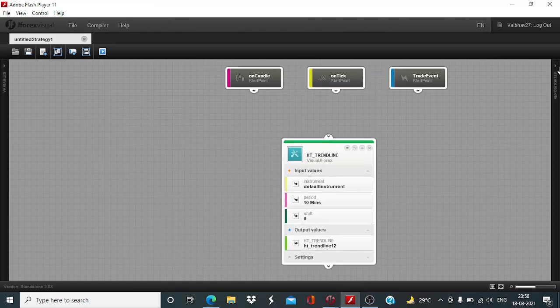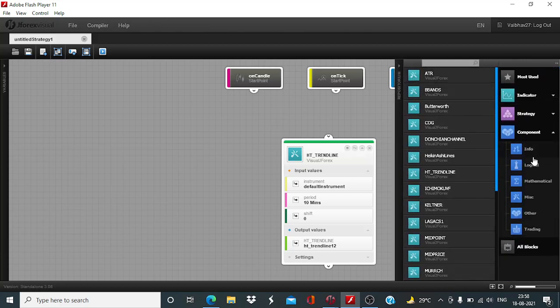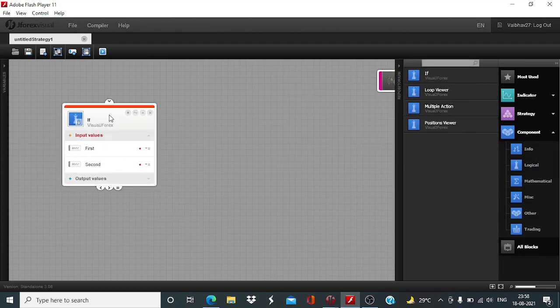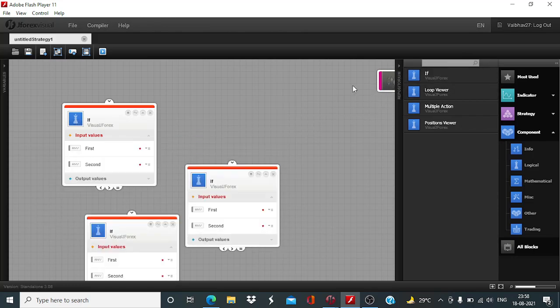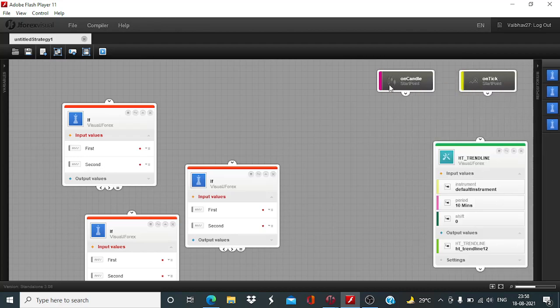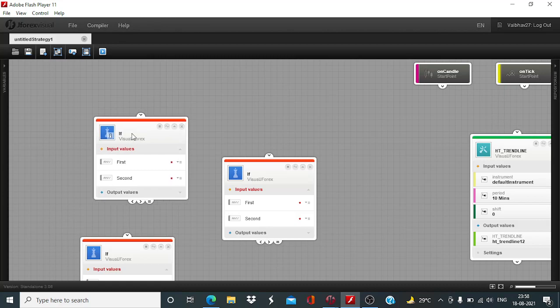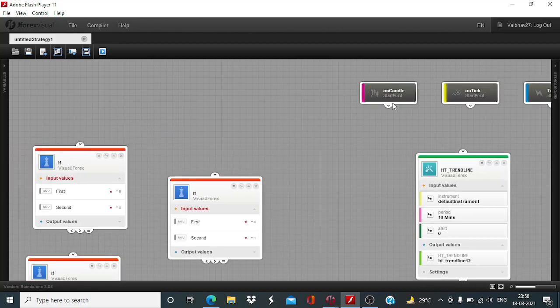First thing first, we will have to get the instrument subscription done. For that, we are going to need 2 if blocks and one more if block for defining the position amount value. On candle.